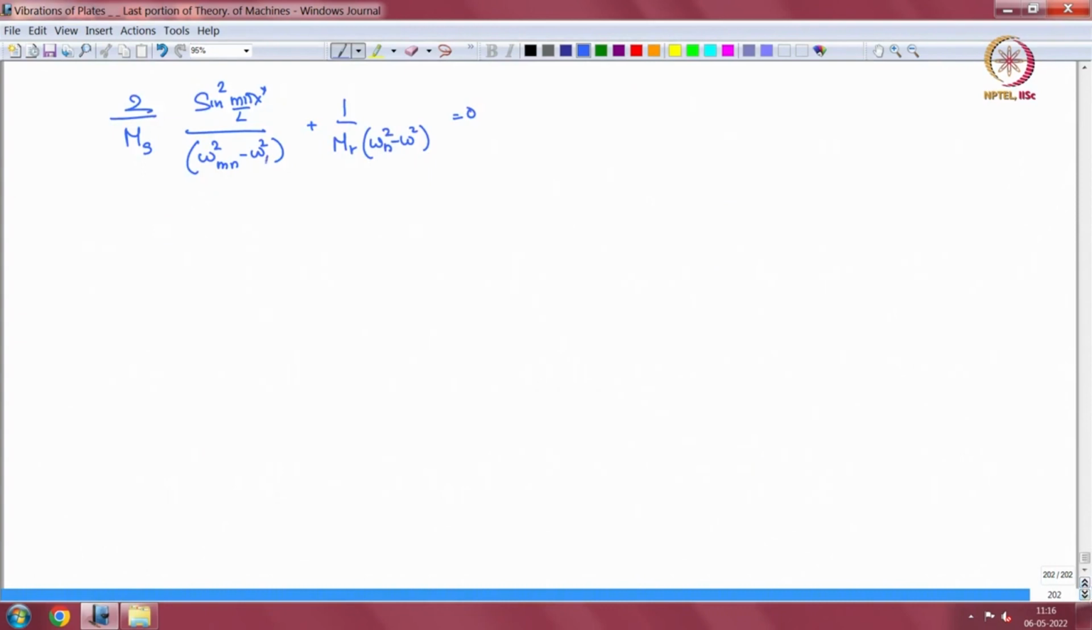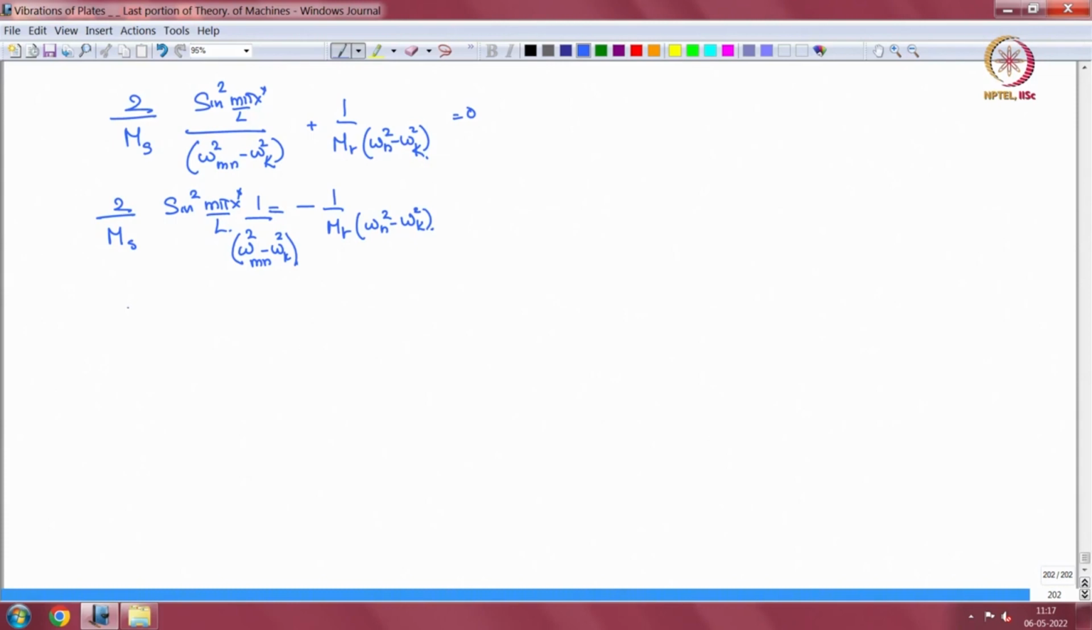Okay, so let us say this is omega k now, omega k. So what do I have? I have twice over ms sine square m pi x star by L is equal to minus 1 by m r omega n square minus omega k square, and I have 1 over omega square mn minus omega square k.